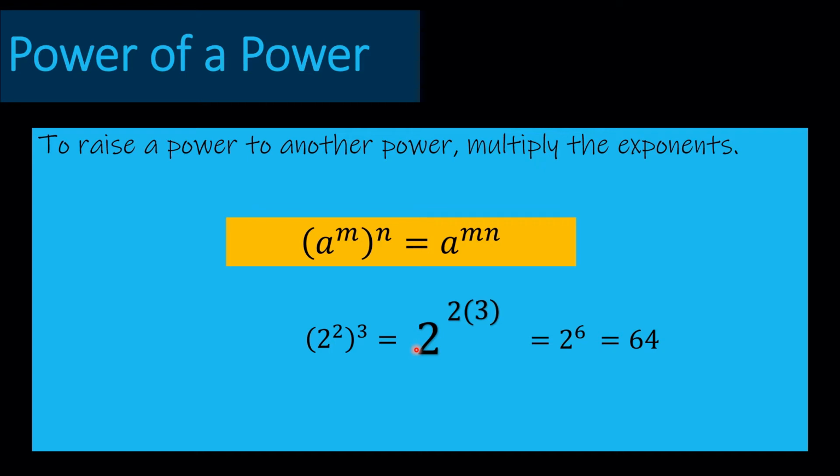Okay, how did we get 64? Apply the exponential notation. If we have 2 to the power of 6, that is 2 times 2 times 2 times 2 times 2, and that is equal to 64.